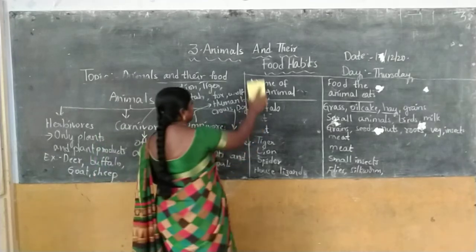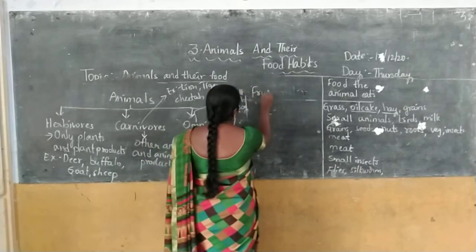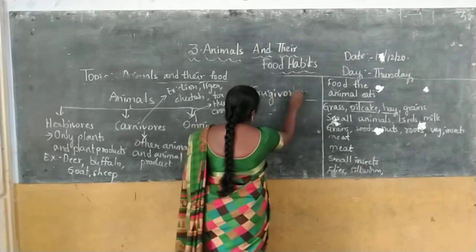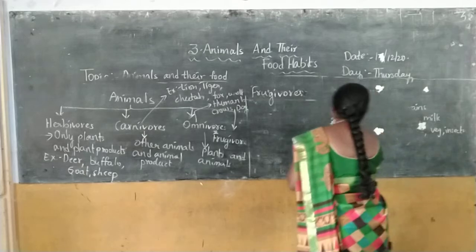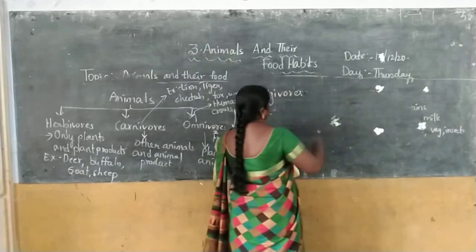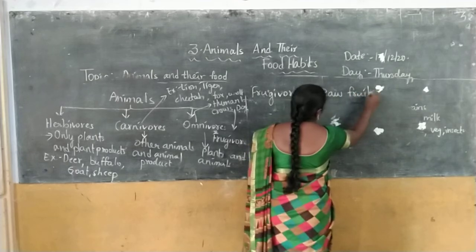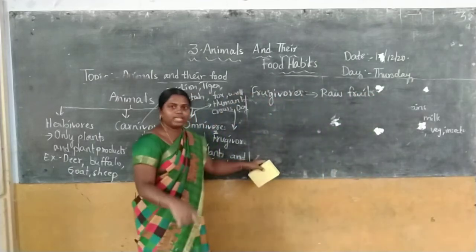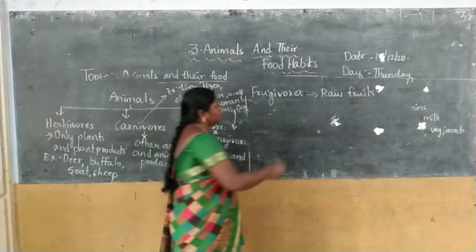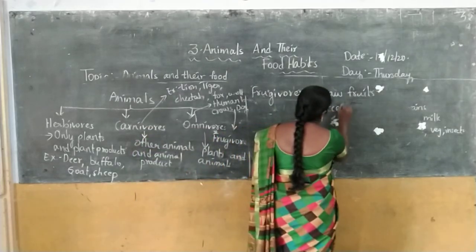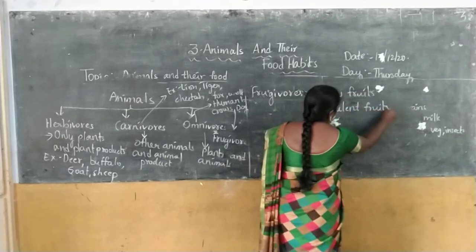Another example is given in your textbook, another category, that is frugivorous. It is included newly in your textbook, that is frugivores. Frugivores are the animals that eat only the fruits, only the raw fruits. What is meant by raw fruits? Raw fruits అంటే పచ్చివి మాగక ముందుకే తినే వాటిని frugivores. So they eat raw fruits, succulent fruits. Succulent means what? Juicy fruits.